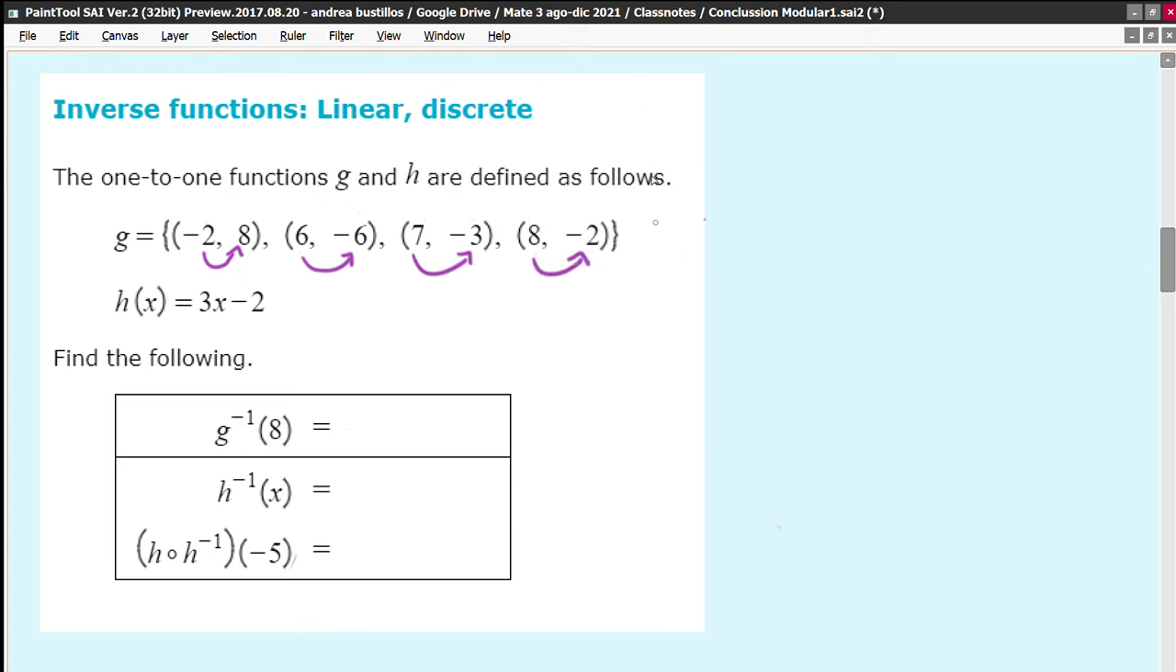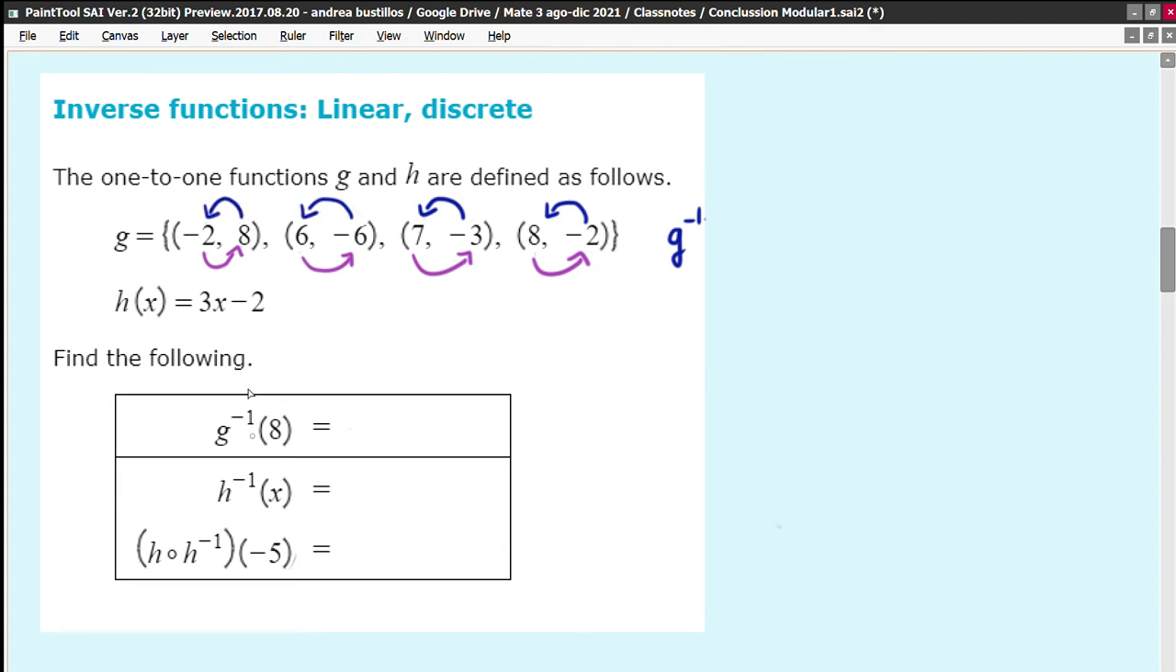That means that the inverse function is going to do the exact opposite. The inverse function has to undo what the original did. That means that the inverse function sends -2 into 8, -3 into 7, -6 into 6, and 8 into -2.